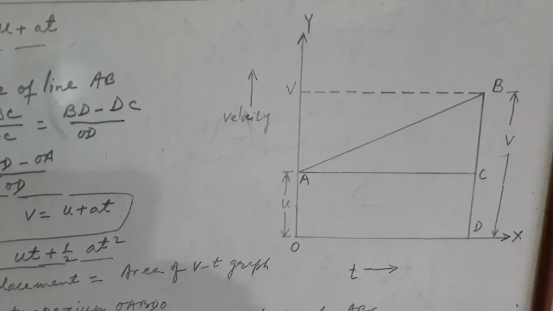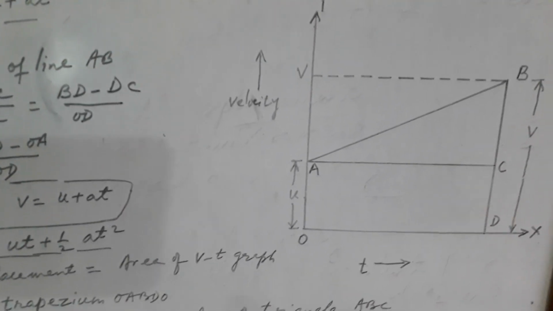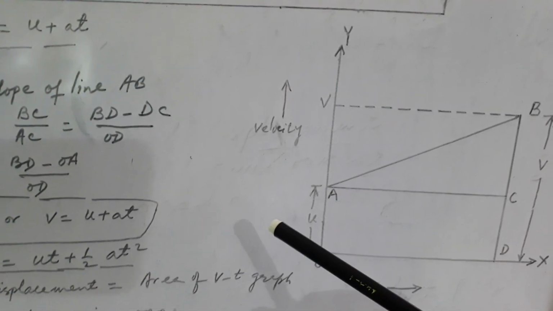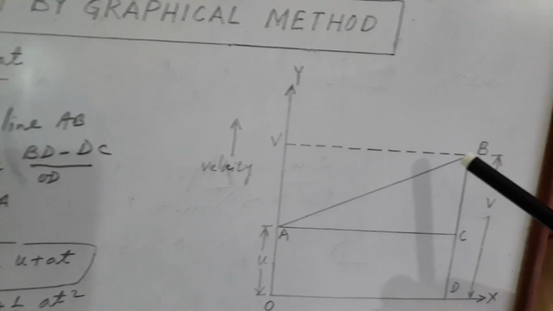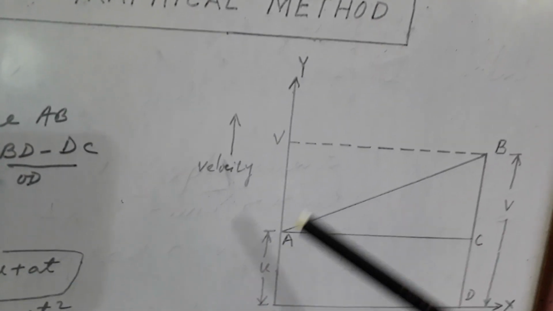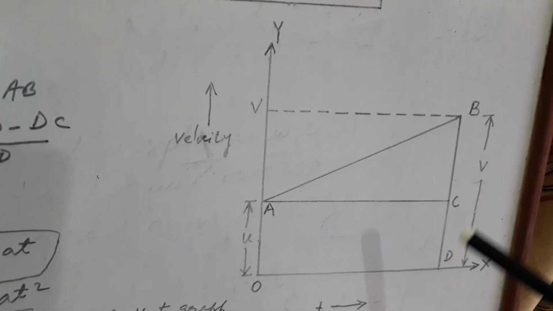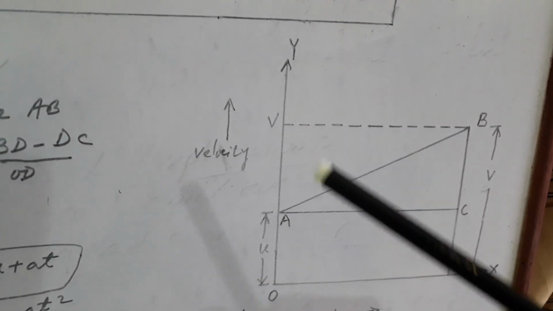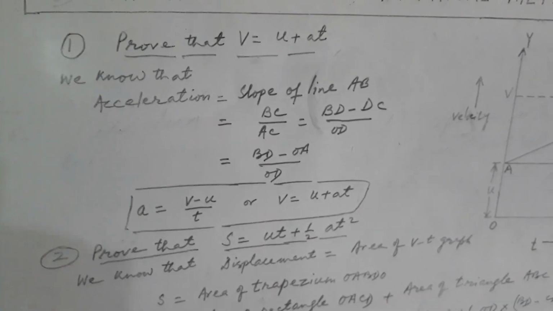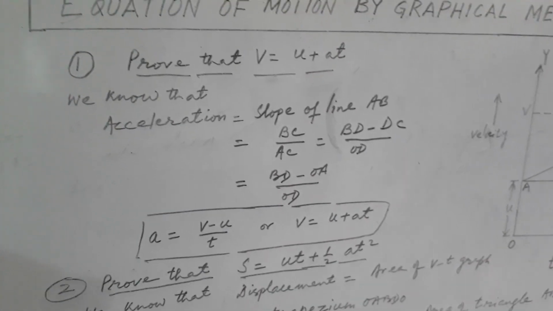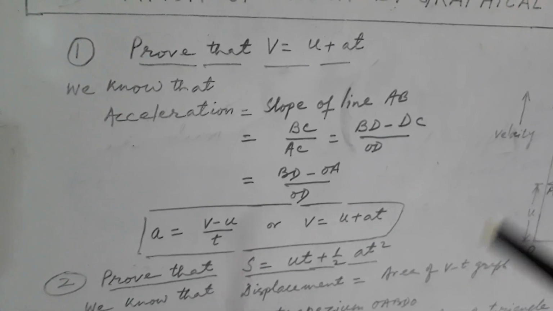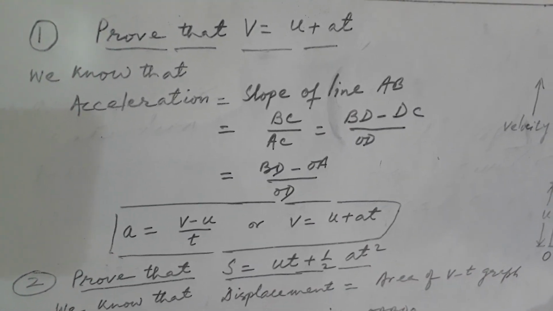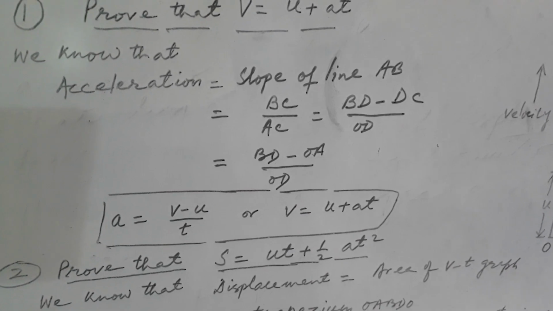This is the VT graph, that is the velocity time graph, in which the initial velocity of the body is OA, which is represented by u, and after time t the final velocity of the body becomes v, represented by this line DB, and DB equals v. So we know that acceleration equals the slope of the line. In the previous VT graph, we already calculated acceleration equals the slope of the VT graph. So acceleration equals the slope of line AB, which we can simply write as BC by AC.